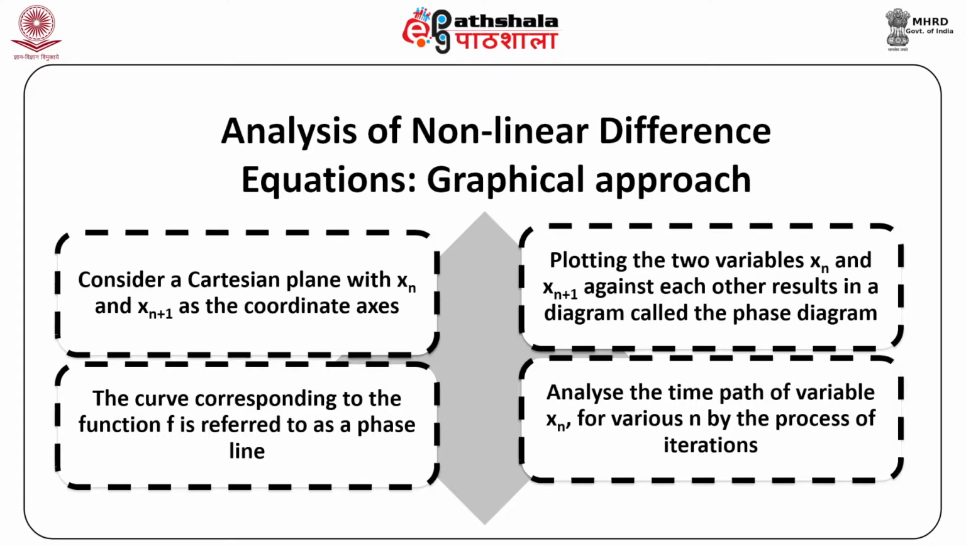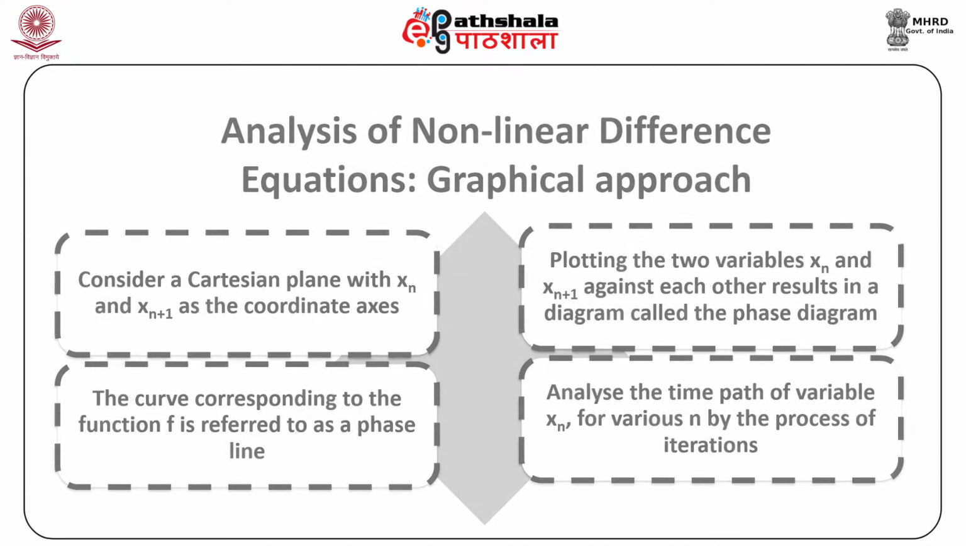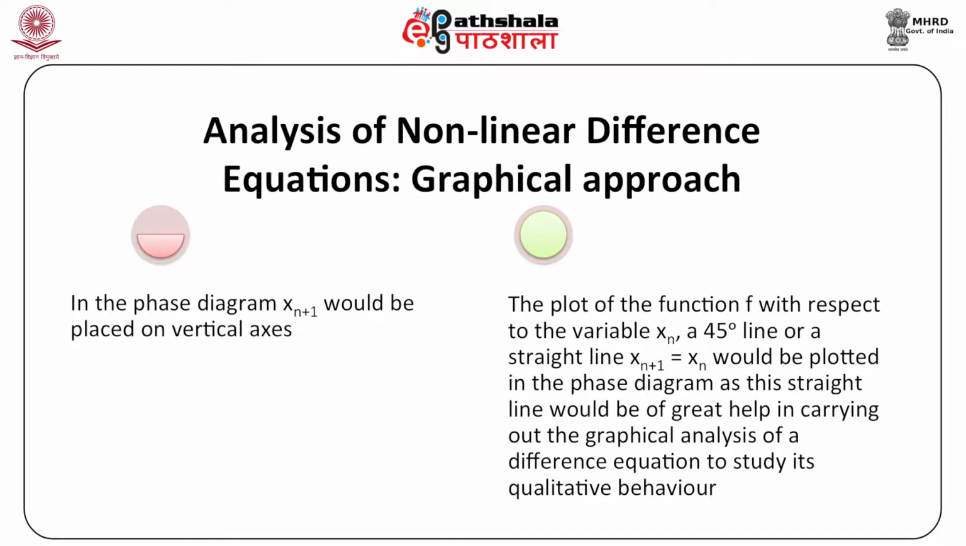We now consider a Cartesian plane with xn and xn+1 as the coordinate axes. Plotting the two variables xn and xn+1 against each other results in a diagram called the phase diagram, and the curve corresponding to the function f is referred to as a phase line. We now analyze the time path of variable xn for various n by the process of iteration. In the phase diagram, xn+1 would be placed on the vertical axis along with the plot of the function f with respect to the variable xn.